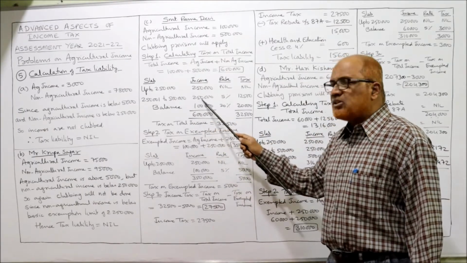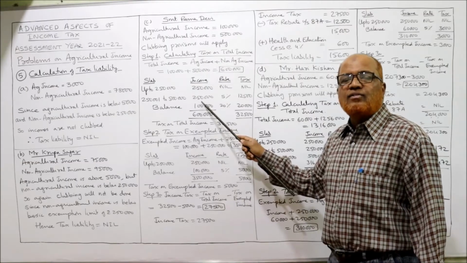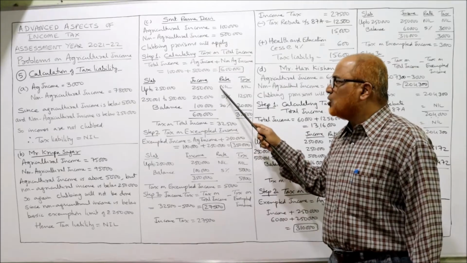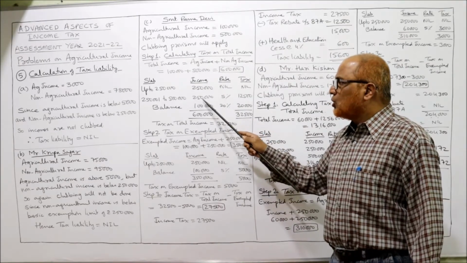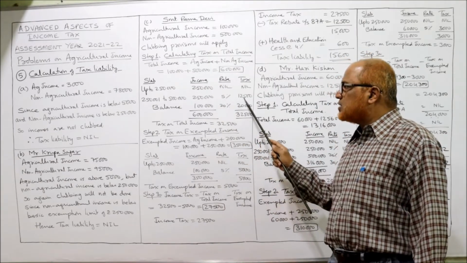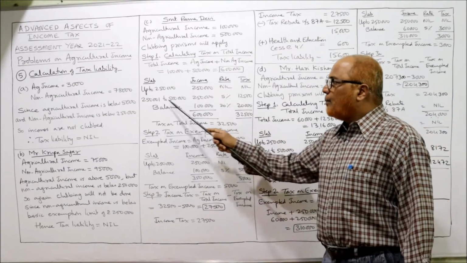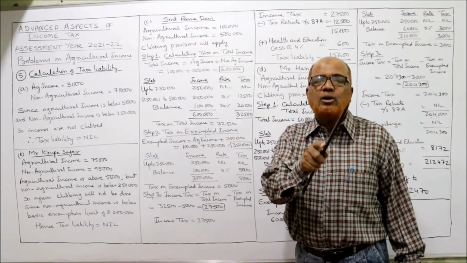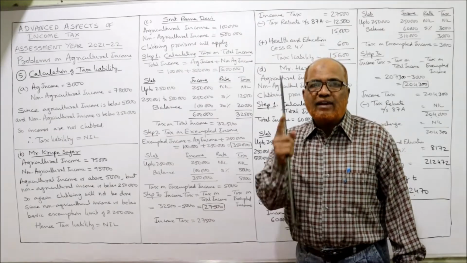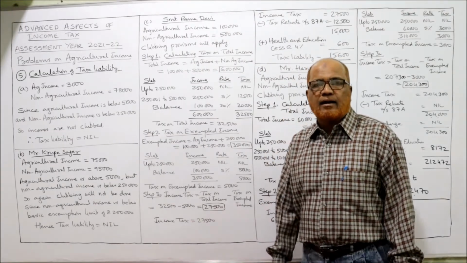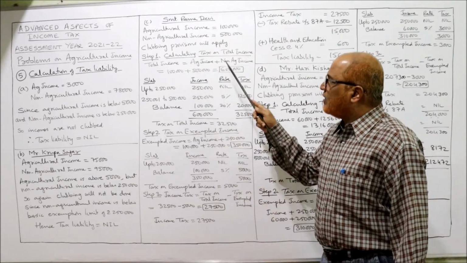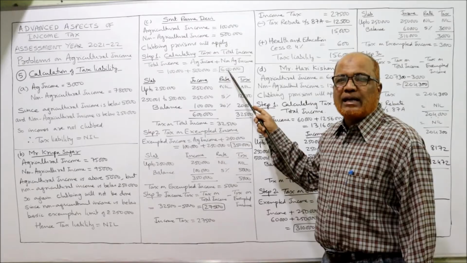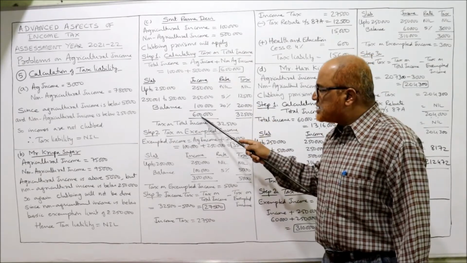So the second slab is 2,50,000. The rate of tax for the second slab is 5%. First slab 0, second slab 5%. So 2,50,000 into 5% is 12,500. Actually the third slab goes from 5 lakh 1 to 10 lakh, but here we are not going up to 10 lakh. Our income is only up to 6 lakh, so I am taking 6 lakh.